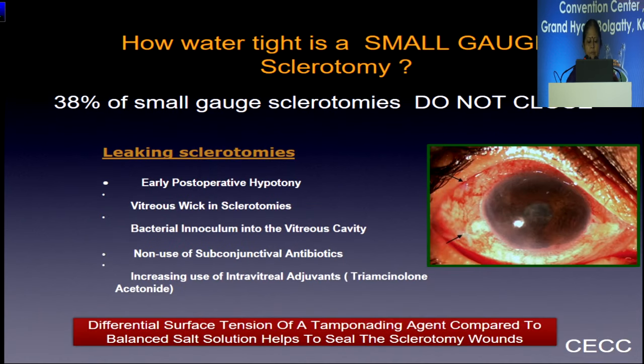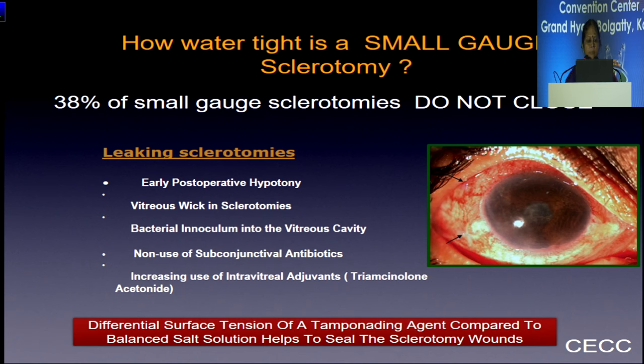This could be because of the differential surface tension of the tamponading agent, which seals the wound. Well, when there is balanced salt solution in the eye, the wound is likely to leak, become hypotonous, and vitreous wick can prolapse through the wound, which acts as a nidus for post-vitrectomy infections.